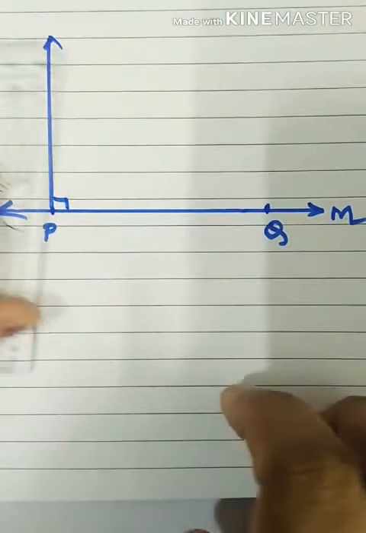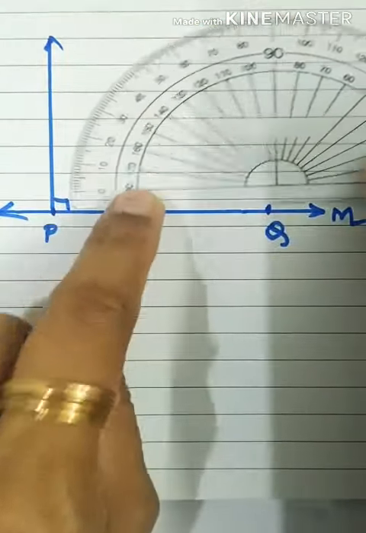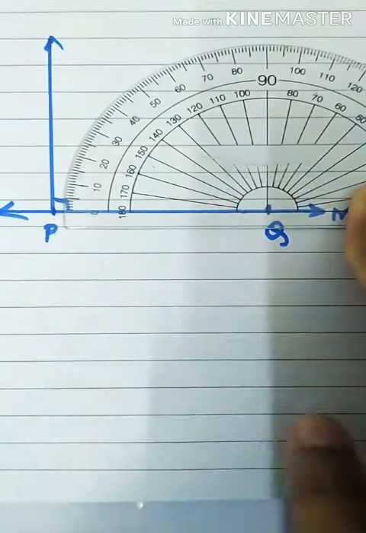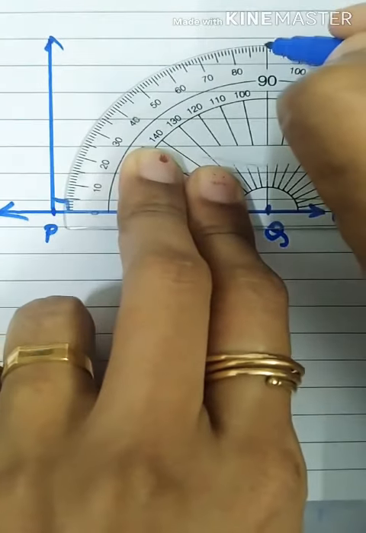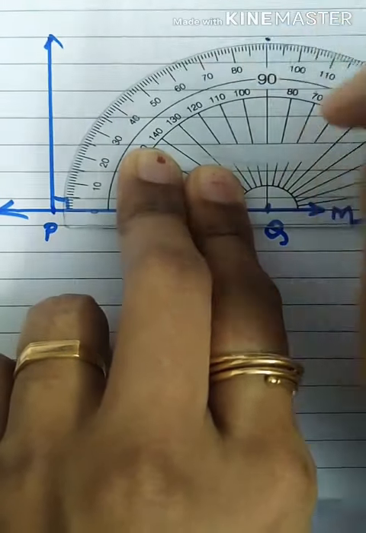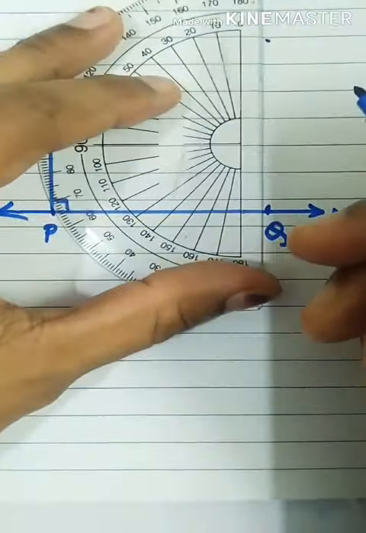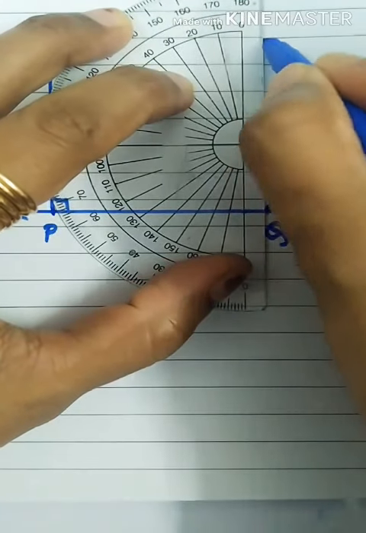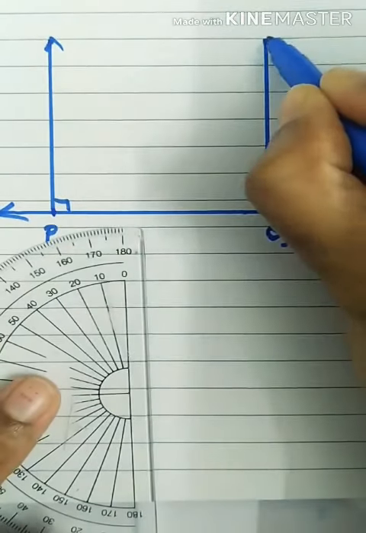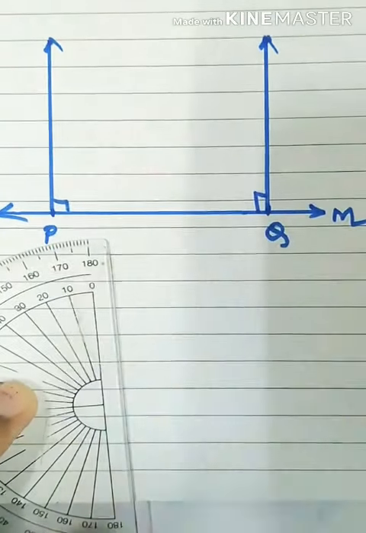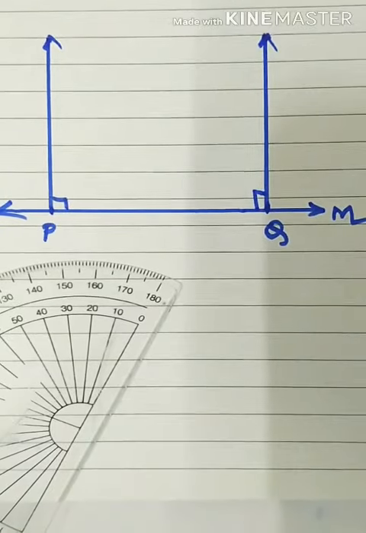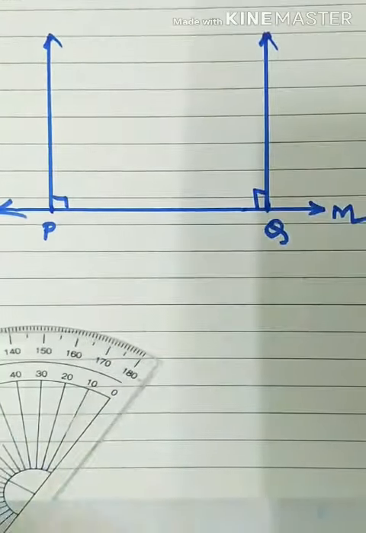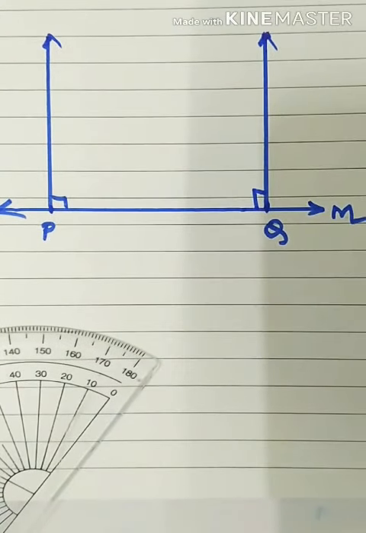Easy, no? Similarly, keep the protractor at point Q. Mark 90 degree here. Yes, complete the perpendicular. Put an arrow, show the perpendicular sign. Now, the line which is parallel to M should be at a distance of 4 cm. Now, what will we do?